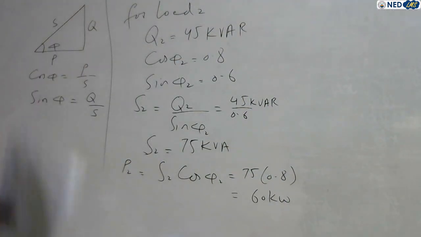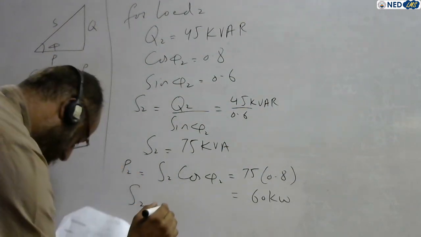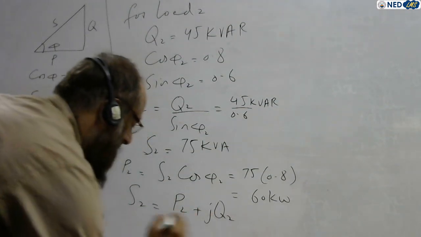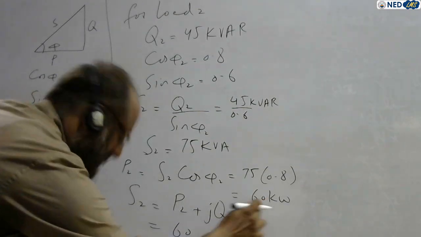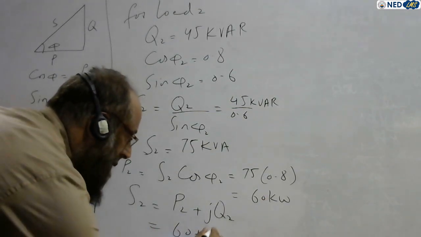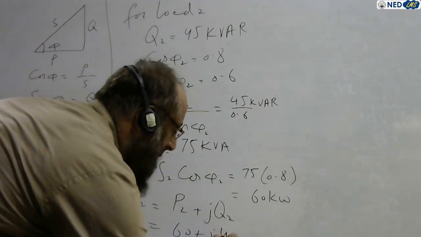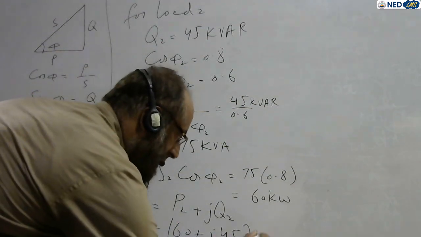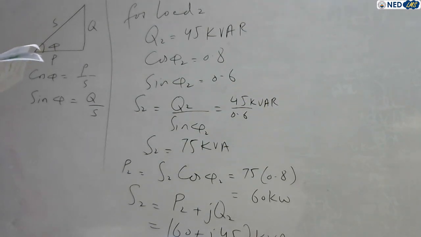Therefore, what is the complex power due to load 2? It is P2 plus jQ2. P2 was 60 kilowatt. And what was the reactive power? It was given to us in the problem, 45 kVAR. So as a whole, the units of this are kilovolt amperes, right?